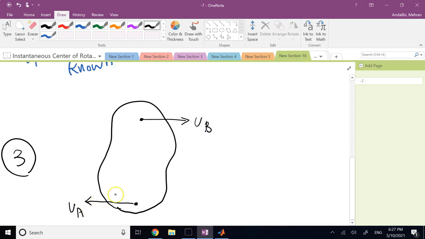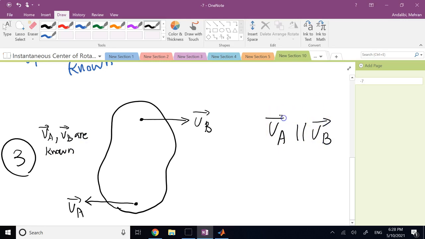In this case, where these two are parallel, not only do you need to know that their lines of action are parallel, but that's not enough. You also need to know the magnitudes of VA and VB. In other words, you need to know VA and VB perfectly. So here, VA and VB as vectors, both magnitude and direction, are known, but they are parallel. Where's the center? There are two scenarios here. Either VA and VB have the same direction or opposite directions.